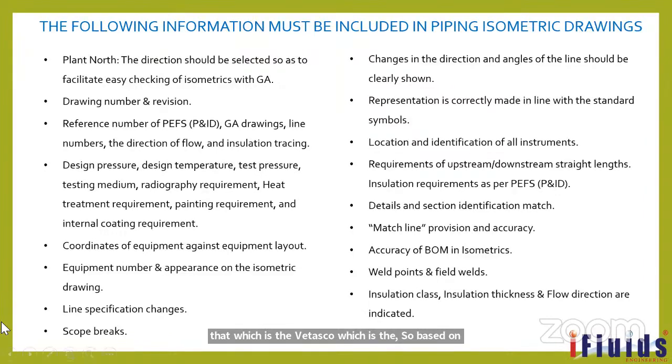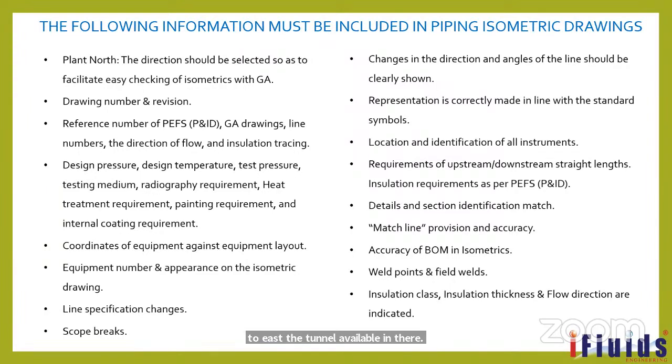So we have already seen this one. This plan we have already seen. Here, change in the direction and angles of the line should be clearly shown. Change in the direction means nothing but it will show it is going north, and then it has to turn to east. That and all is available in the isometric drawing.